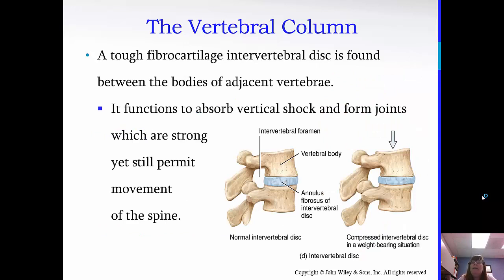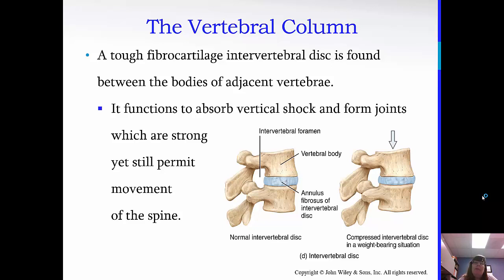And then between the vertebrae, we have fibrocartilage intervertebral discs. Now, fibrocartilage, remember, is the strongest type of cartilage that we have. However, it can get hurt. It functions to absorb shock and form joints. So it's strong, but it still permits movement of the spine.